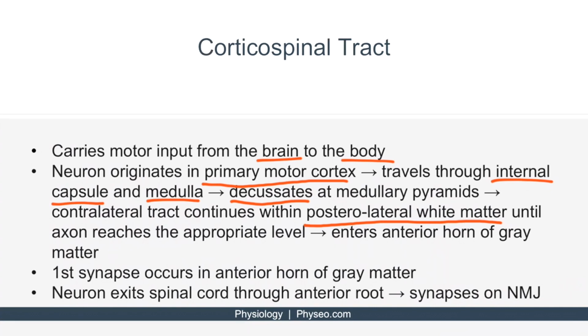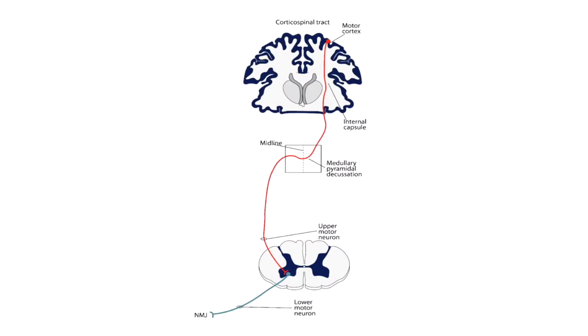And then at that point, it enters the anterior horn of the gray matter within the spinal cord. And this is where the first synapse occurs, here in the anterior horn, and then the second neuron exits the spinal cord through the anterior root. Unlike the ascending tracts, such as the dorsal column and the spinothalamic tract, which came in through the dorsal root, the corticospinal tract exits through the anterior root. And then the second neuron synapses at the neuromuscular junction. So let's draw this out.